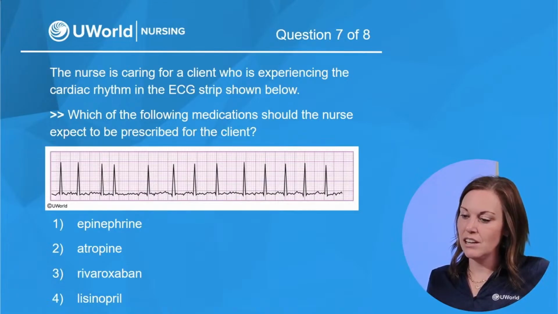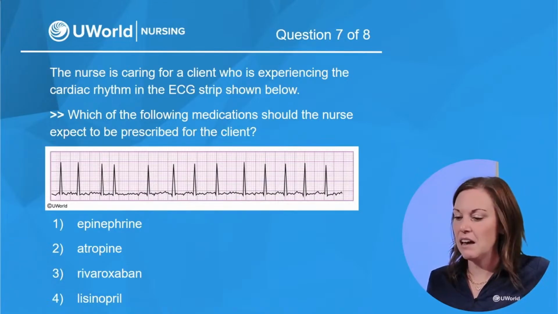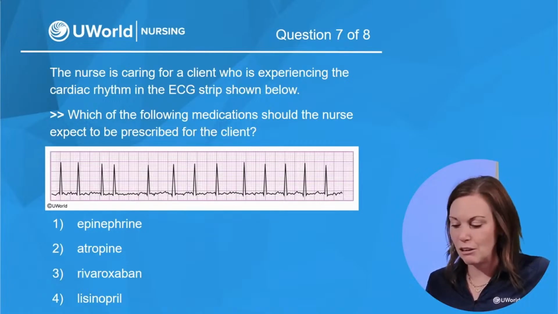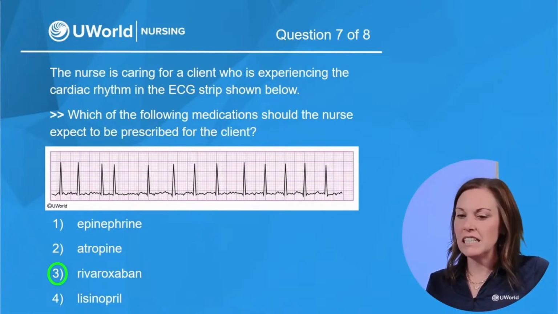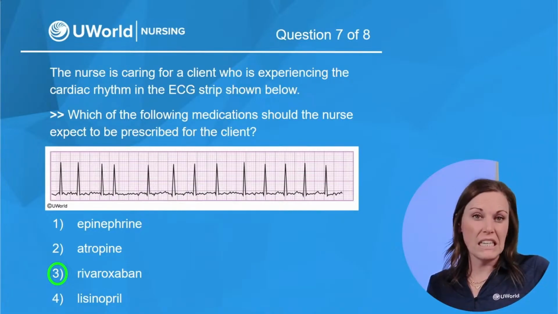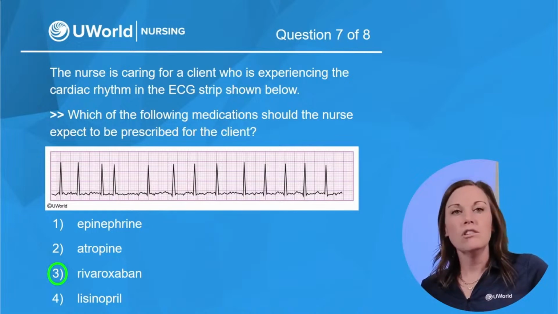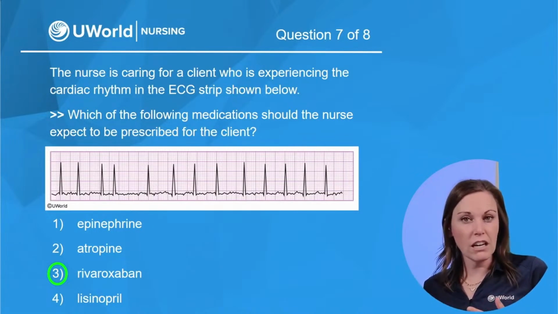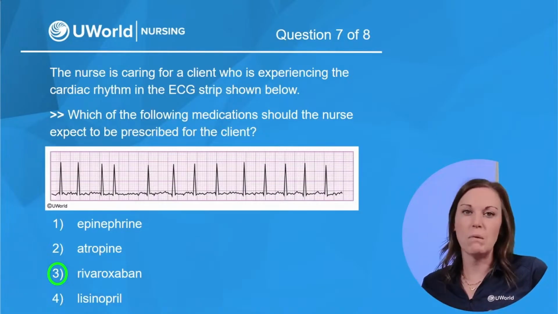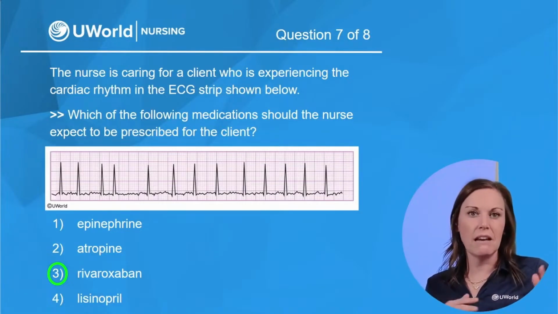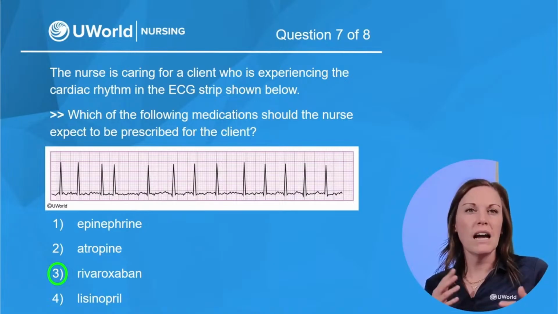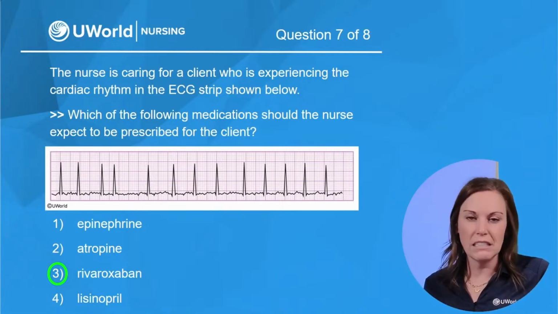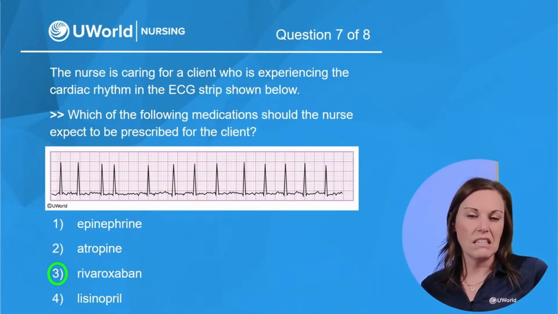All right, I'm seeing a good mix of some options, so we can walk through this one a little bit more. Our correct answer on this one is going to be option 3, rivaroxaban. What we're seeing in this ECG strip is AFib. We're seeing typical expected ventricular activity, which is that QRS complex, but we're seeing fibrillatory, unpredictable atrial activity. So that's how we know this is AFib.